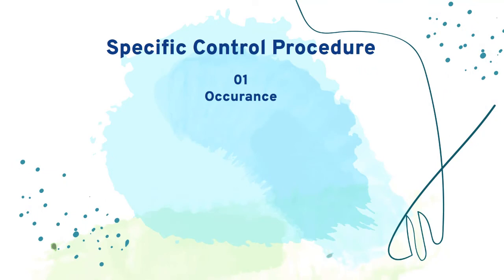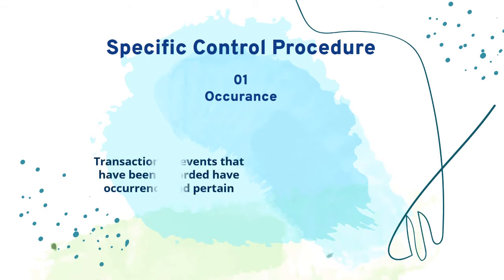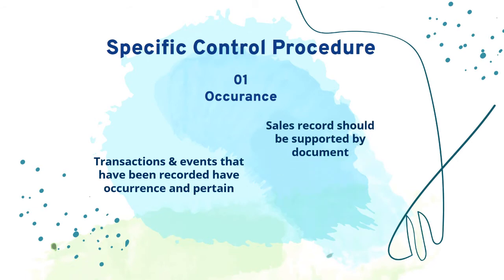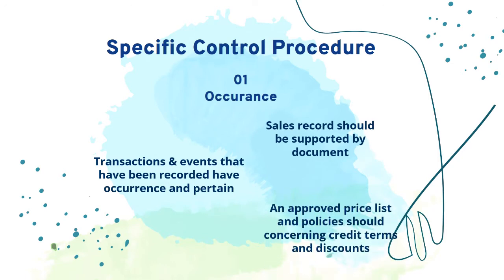It is about the occurrence. So, what does it mean by occurrence? Occurrence is that the transactions and events that have been recorded have occurred and pertain to the entity. We should know that every sales record should be supported by proper documents such as sales order, customer purchase order, and shipping order. Also, there should be appropriate policies regarding approval of cash discount, credit terms, allowances, and bad debt write-off.